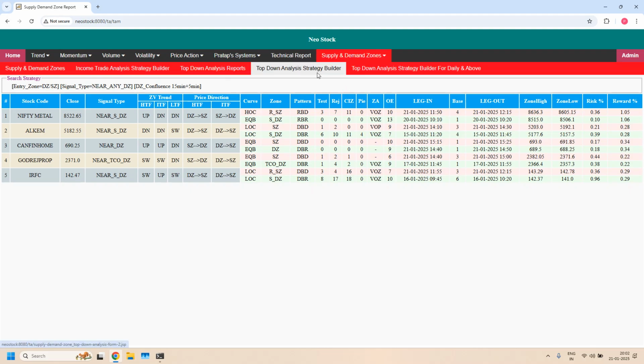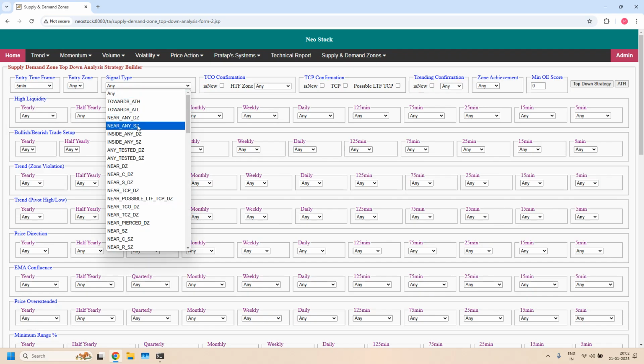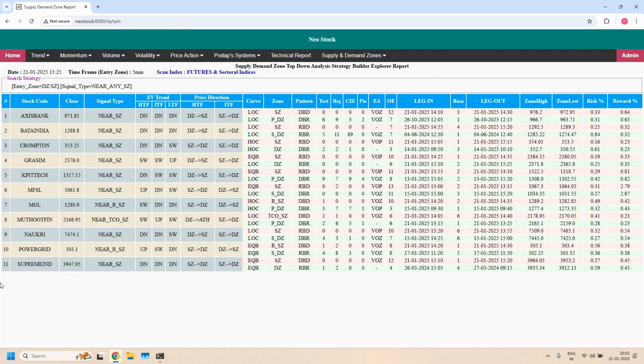Okay, next, for 5 minutes time frame, stocks near 5 minute supply zone, we got 11 stocks. Out of these 11, how many of these supply zones are having ITF supply zone confluence? Let us verify.